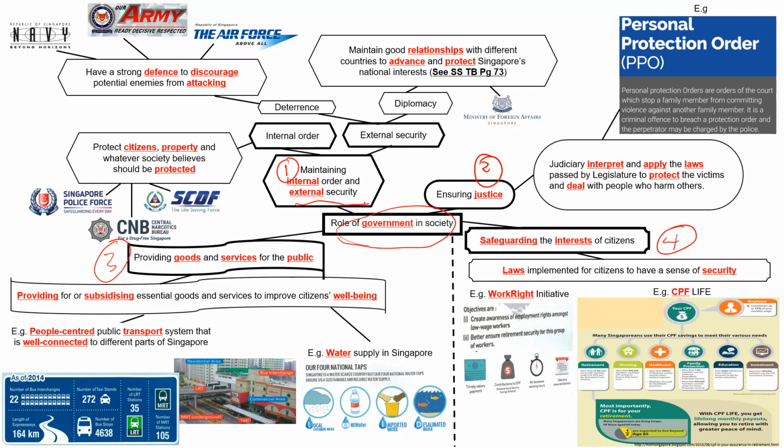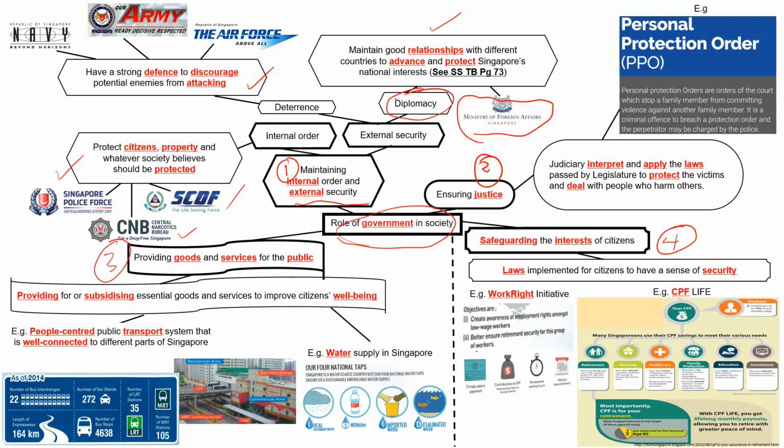very important. Internal order and security means that I have my police, I have my civil defense, I make sure people are safe from crime, safe from fires. I have the Central Narcotics Bureau to make sure people are safe from the harmful effects of drugs. I also have defense because I want to make sure Singapore is safe from other countries. I practice deterrence. That means I make sure people don't dare to attack us. To maintain good security, I also need to make sure I'm on good relations with other countries. So I have my Ministry of Foreign Affairs to engage in diplomacy.